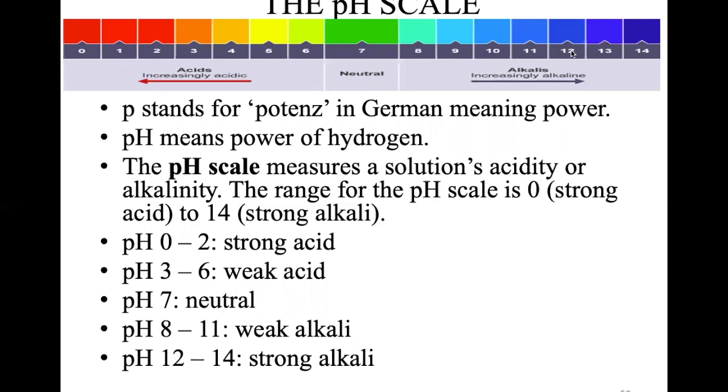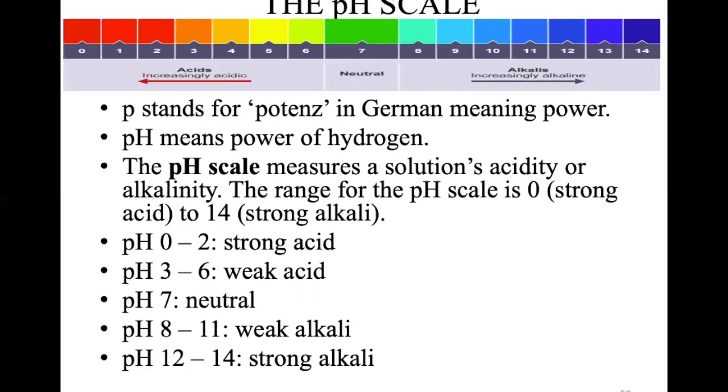From 7, if you move in the other direction, towards the right, that is if you reach 14, strong base. What will 8 be? Weak base. Weak acid is 4, 5, 6. So this is how you can know. So 0 to 2 is strong acid, 3 to 6 weak acid, 7 is neutral, 8 to 11 is weak alkali, and 12 to 14 is strong alkali.